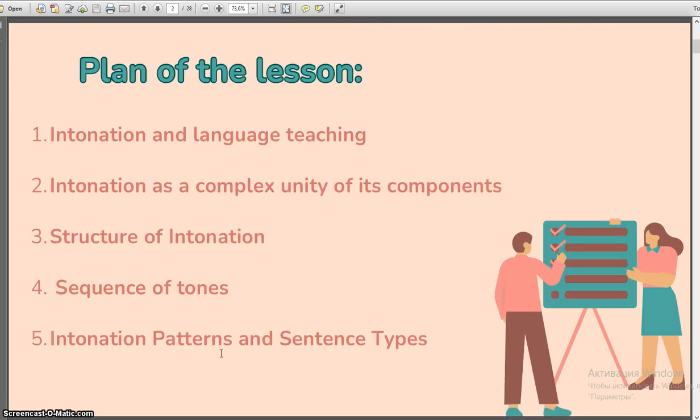Plan of the lesson. First, intonation and language teaching. Second, intonation as a complex unity of its components. Third, structure of intonation. Fourth, sequence of tones. Fifth, intonation patterns and sentence types.